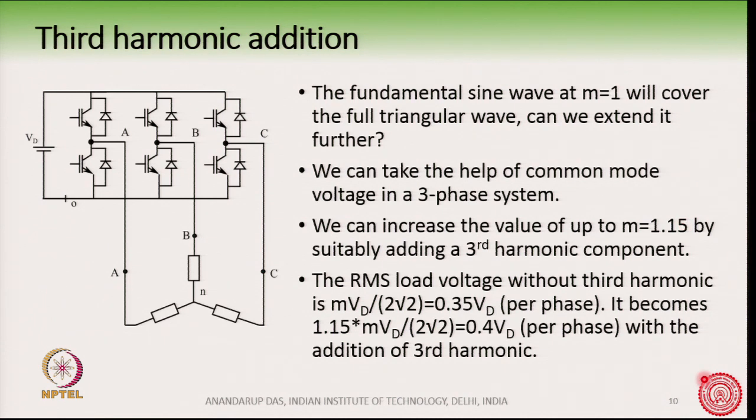With the help of this third harmonic addition, the modulation index can in fact be extended up to m equal to 1.15. Okay. So, the RMS load voltage without third harmonic, we have seen it before, is m Vd by 2 root 2, that is 0.35 Vd. This is without third harmonic addition, and with third harmonic addition the m value can go to 15% more, and so we can get 0.4 Vd with the addition of third harmonic.